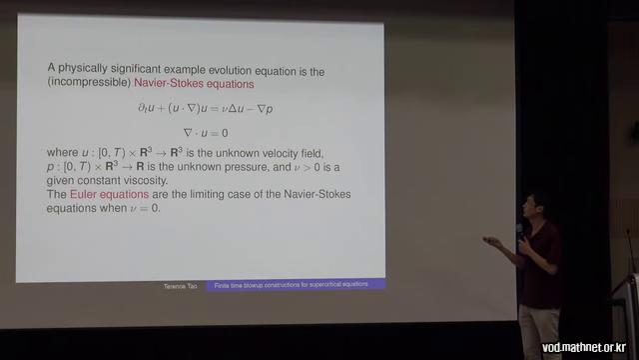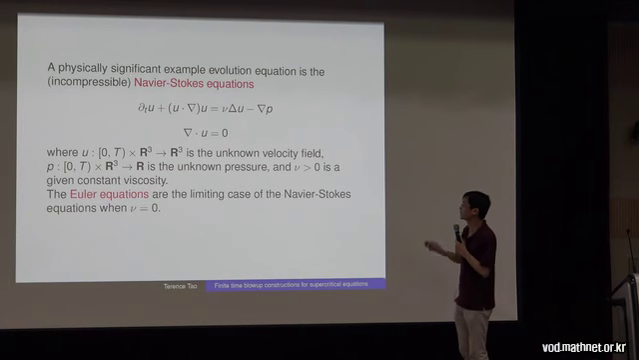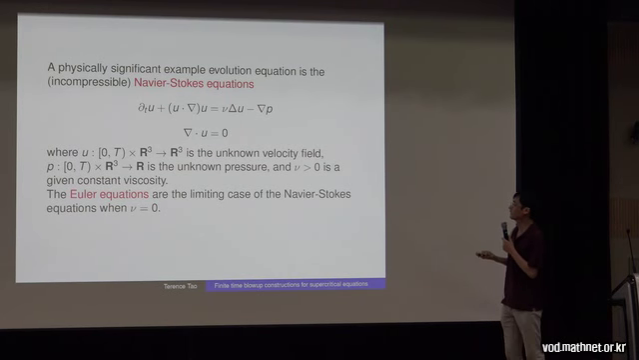But then you also require that u is incompressible. So u has to be divergence free. The density of water never changes, at least in an idealized setting. And so this system is the Navier-Stokes equation.